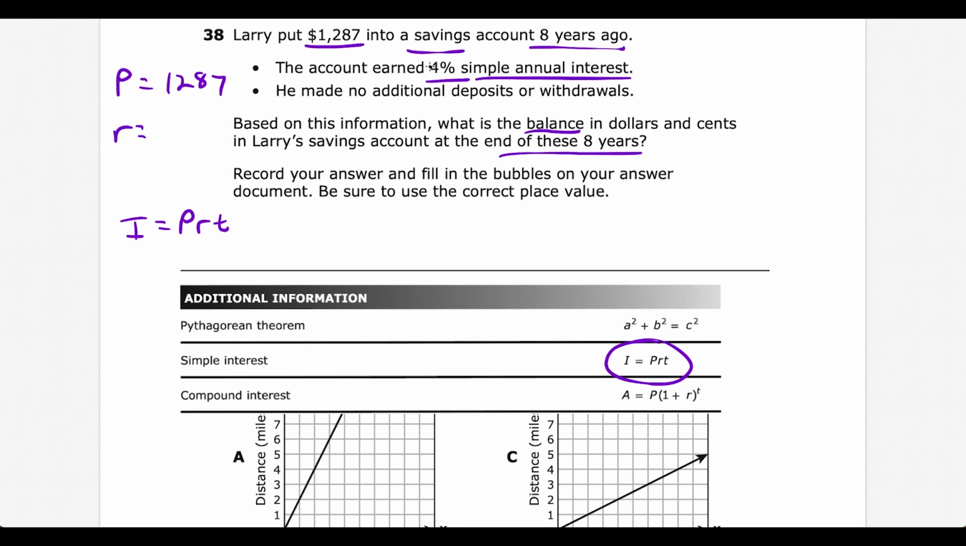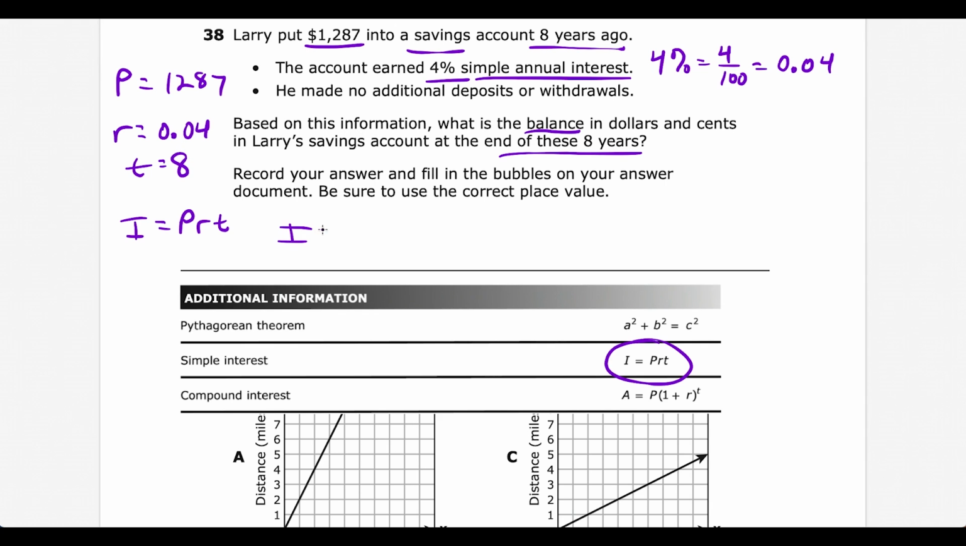Lowercase r is the interest rate expressed as a decimal. So if we have 4%, we write that as 4/100, and you could type that into a calculator or just convert this to a decimal. That's 0.04. So that's going over here. And then lowercase t represents how much time this amount of money is sitting in the bank, and this is going on for 8 years.